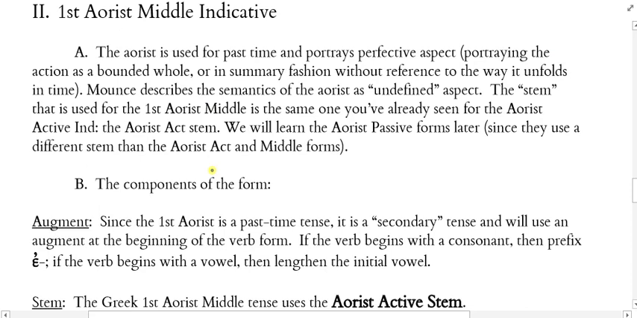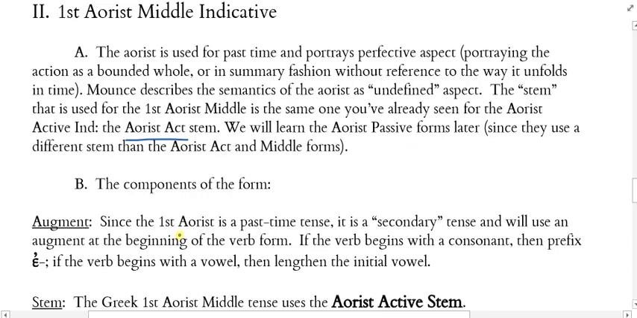Let's just real quickly walk through the first aorist middle indicative. Remember, the aorist passives are a different chapter, and we're going to learn this separately because the aorist passive indicative uses a separate stem, the aorist passive stem, whereas the aorist active and aorist middle use the same one. They use the aorist active stem. As we've already noted, the aorist is used for past time and perfective aspect. So let's skip down here. The stem that is used for the first aorist middle is the same one we've learned for the aorist active indicative, and that's the aorist active stem.